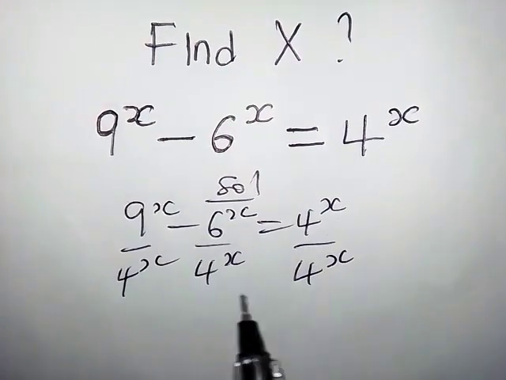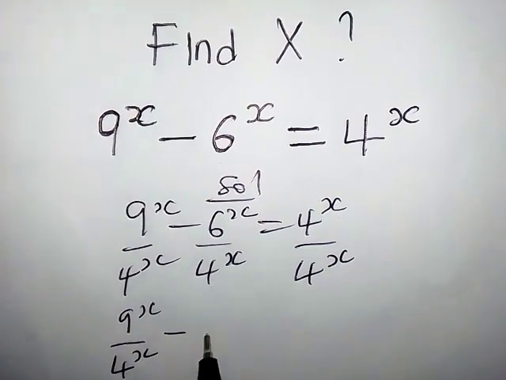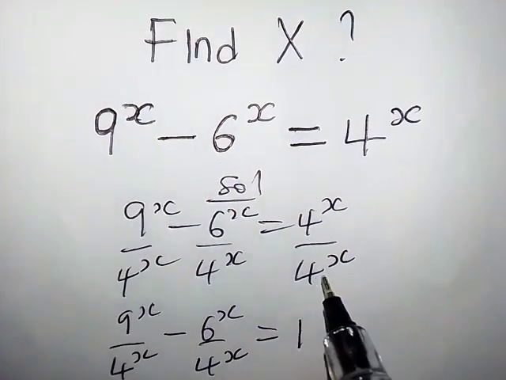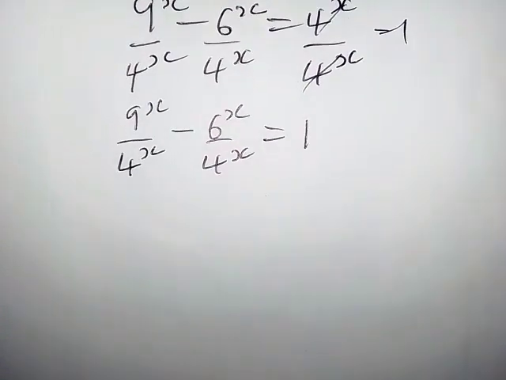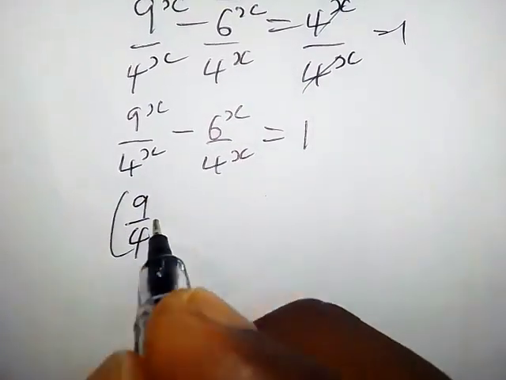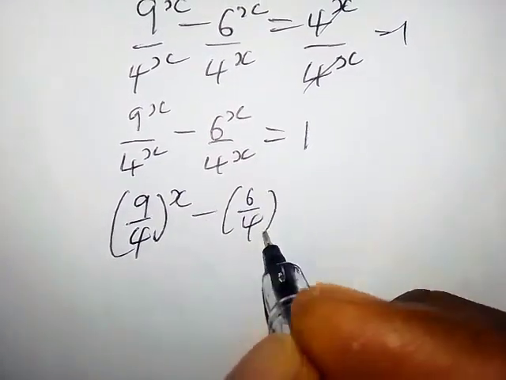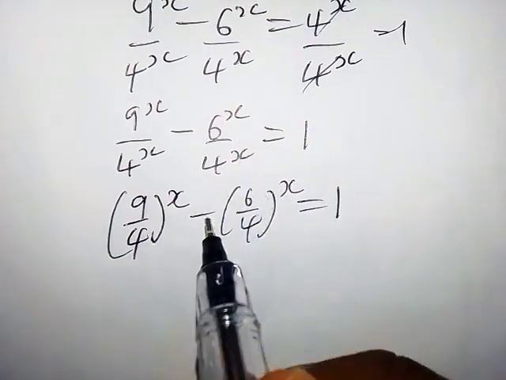So doing so, we have 9 raised to power x over 4 raised to power x minus 6 raised to power x over 4 raised to power x equals 1. Because this cancels this, we're going to have 1 on the right hand side. But this, we can rewrite as 9 over 4 raised to power x. Likewise, this has 6 over 4 raised to power x equals 1. We just pull out the power, which is x.